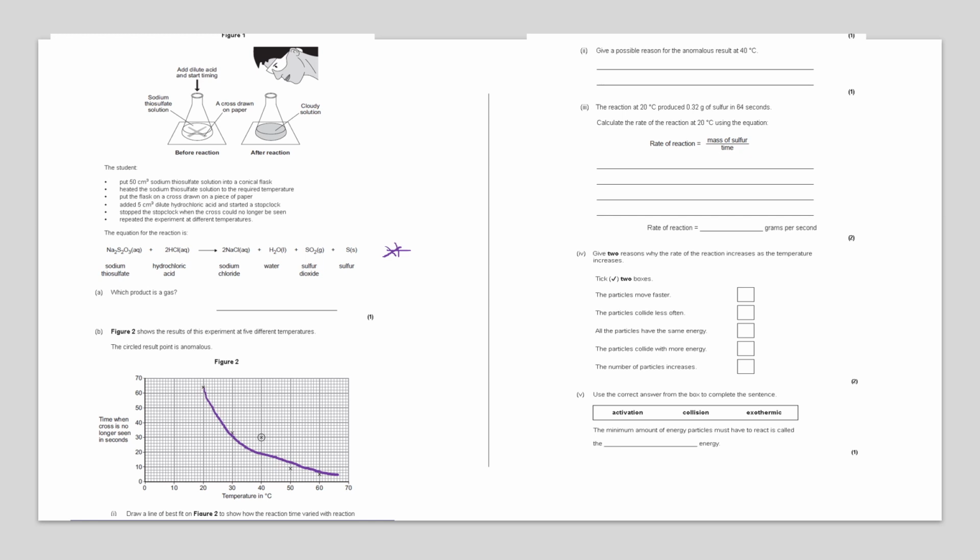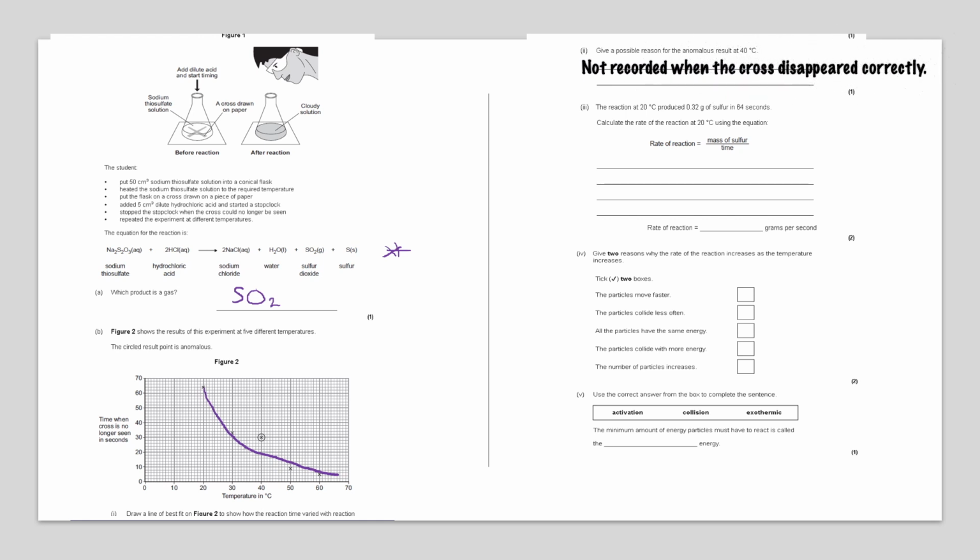And the first question is, which product is a gas? So after the arrow, we're looking at all of our products and we're looking for the one that has a G after it for gas, and that would be our sulfur dioxide. Then on our graph, we've drawn our line of best fit and we've left out our anomalous result. And the first question on the other side after the graph is give a possible reason for the anomalous result, and that could just be that we've completely missed when the cross has disappeared.